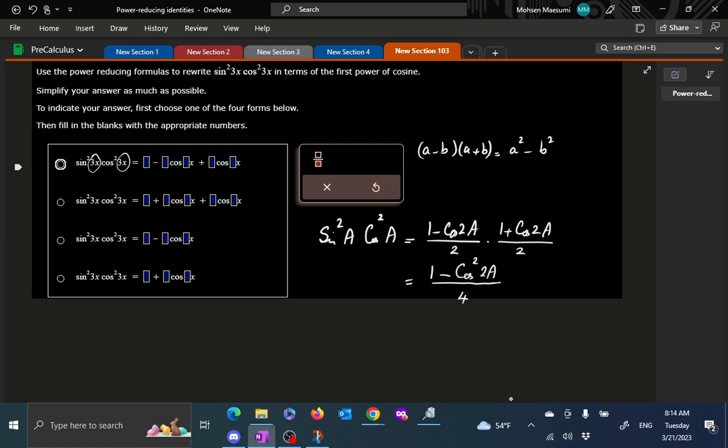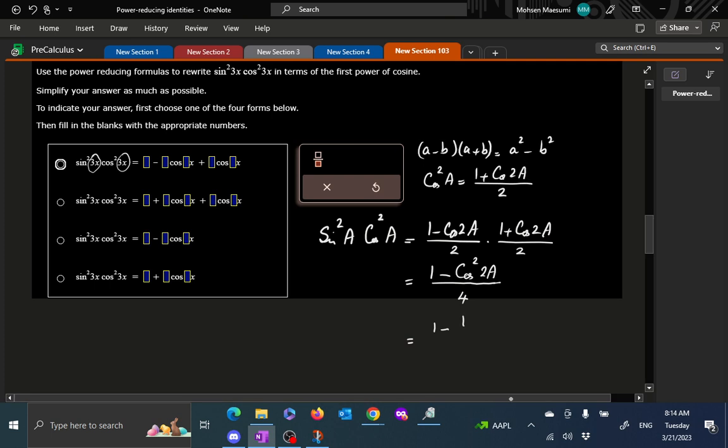Okay, what now? Next step is to say that we have the identity that cosine square of a is 1 plus cosine of 2a divided by 2. So that's what I'm going to use here. Cosine square of, now if I have 2a here, then I'll have 4a there. So I'll write 1 plus cosine of 4a over 2, the whole thing over 4.